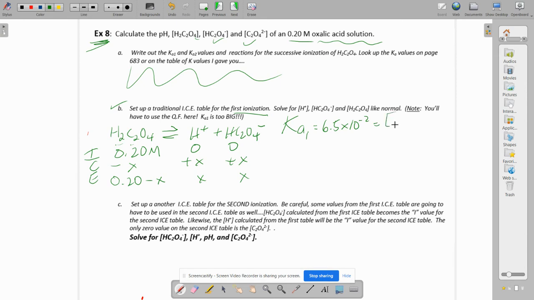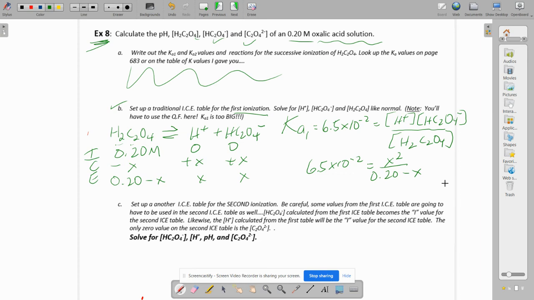Okay, and then we'll write our expression. So it's going to be H plus times HC2O4 minus, and we'll put that over the reactant. All right, looking good. So now 6.5 times 10 to the negative 2. Of course, H plus and HC2O4 minus are both equal to x, so that's x squared over 0.2 minus x.